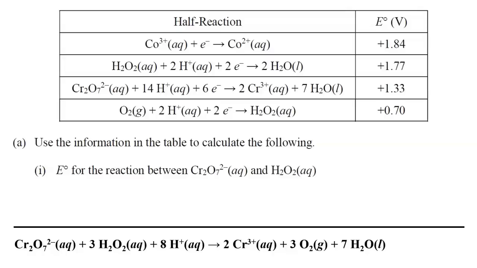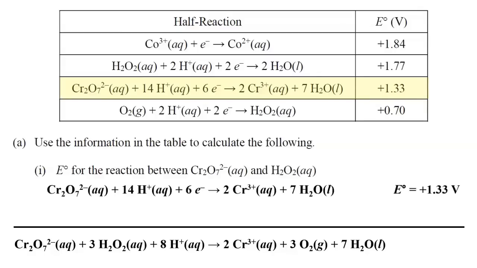Now I'm going to go ahead and take a look at the table, and I see the first chemical that's listed as a reactant is the dichromate ion. So that third half reaction that is listed in the table has 1 mole of dichromate on the left as a reactant. That's exactly what I want in the overall balanced chemical equation. So I'm just going to rewrite that half reaction.